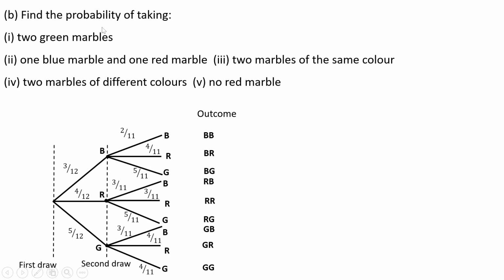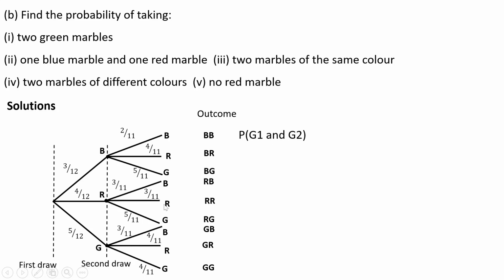B here says find the probability of taking part 1, 2 green marbles. So for 2 green marbles, we answer from here. For B part 1, the probability that it will be green on the first pick and green on the second pick. So this G1 represents the first draw, where the probability is green. Then also here it represents that the probability is green.